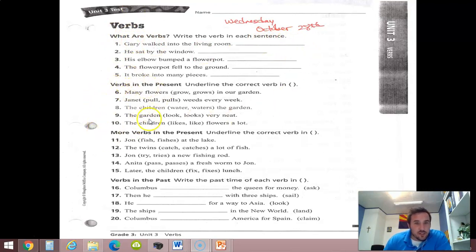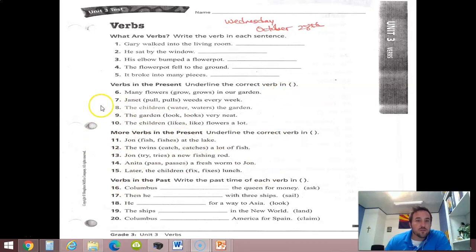Now for numbers 6 through 10. Verbs in the present. Simply underline the correct verb in parentheses. This is where the English language doesn't like 2 S words in a row, or 2 words that end in S in a row. Many flowers grow in our garden. Many flowers grows in our garden. Underline the correct one in each sentence.